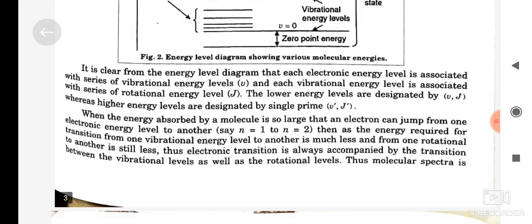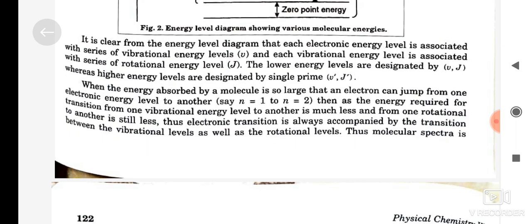It is clear from the wave energy level diagram that each electronic energy level is associated with a series of vibrational energy levels ν, and each vibrational energy level is associated with a series of rotational energy levels J. The lower energy levels are designated by ν and J, whereas the higher energy levels are designated by single prime ν bar or J dash.